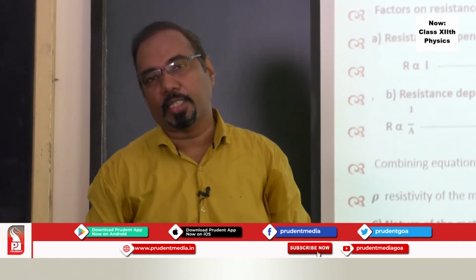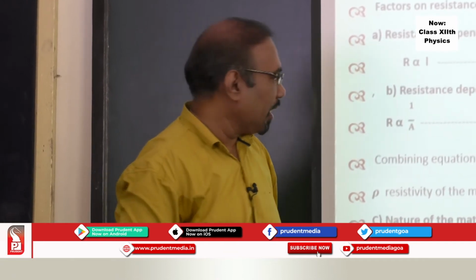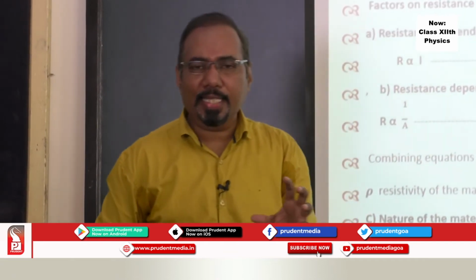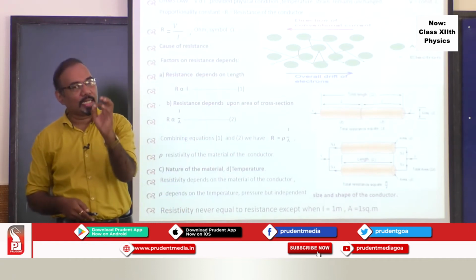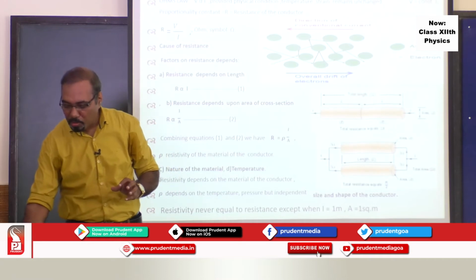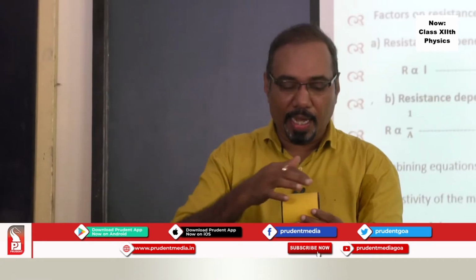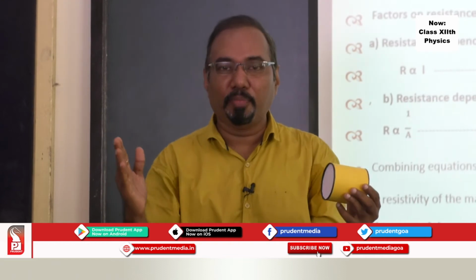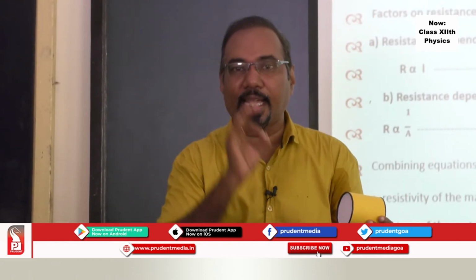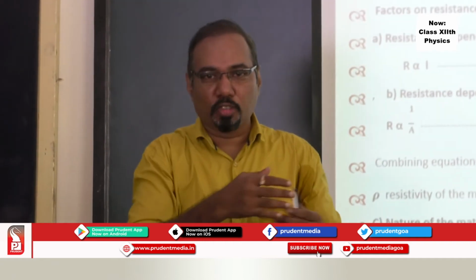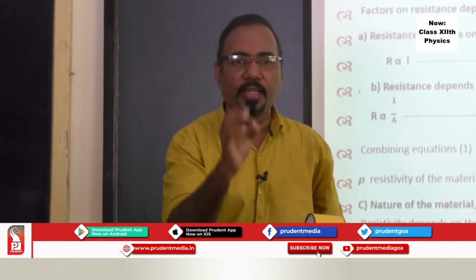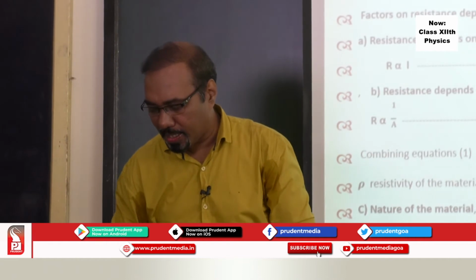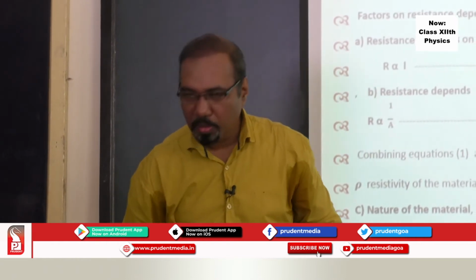The unit of resistivity is ohm meter, which can easily be found using this. As I said, you cannot say resistance is always equal to resistivity. Under a certain condition, resistivity will be equal to resistance, provided the length of the conductor is exactly 1 meter and the area of cross-section is exactly 1 square meter. In everyday life, we don't find this type of conductor, where length is 1 meter and area of cross-section is 1 square meter. So resistivity is never equal to resistance. Only under this condition can it become equal.